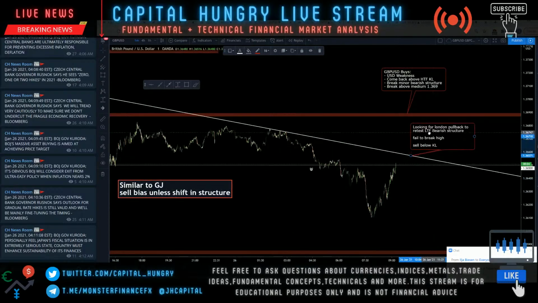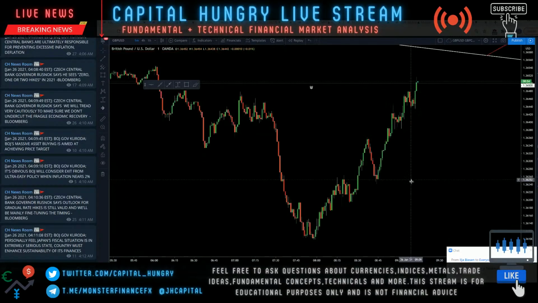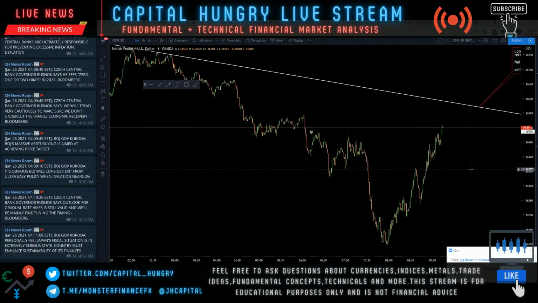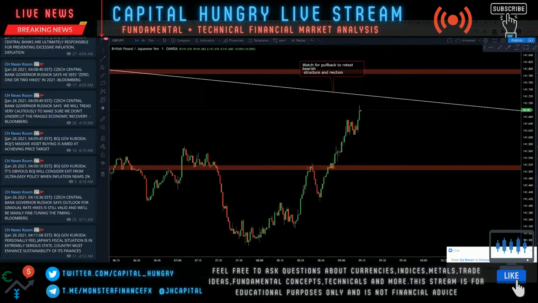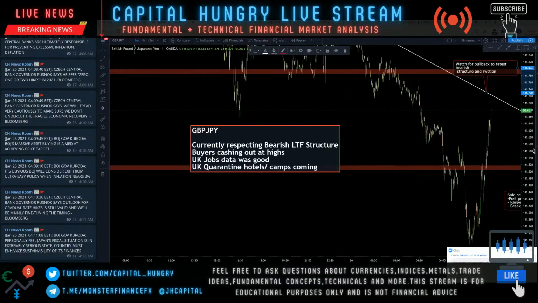We're waiting all night for a retest here. And we're waiting for this retest to see how we react here at GJ on this lower time frame bearish market structure.